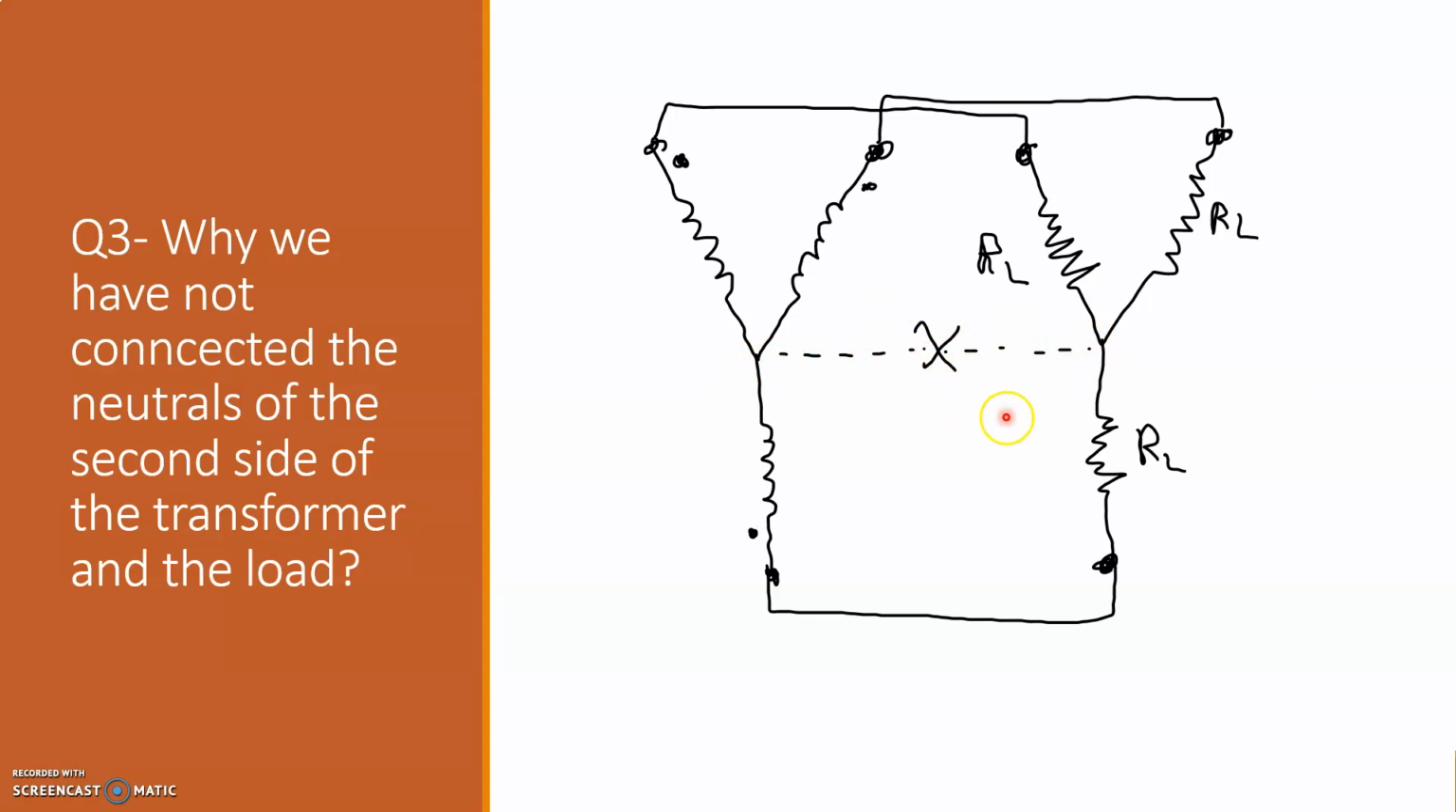The answer is that since we have a balanced system, the voltage of the neutrals at both the load side and the secondary side of the transformer are equal to each other. So it's not necessary to connect the neutrals to each other, since they have the same voltage values.